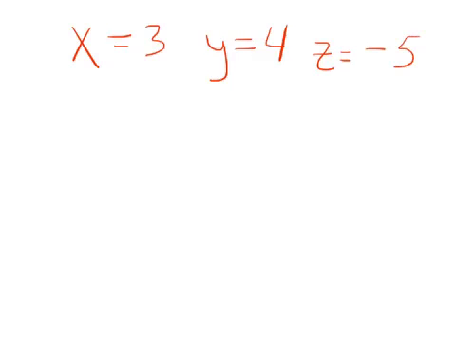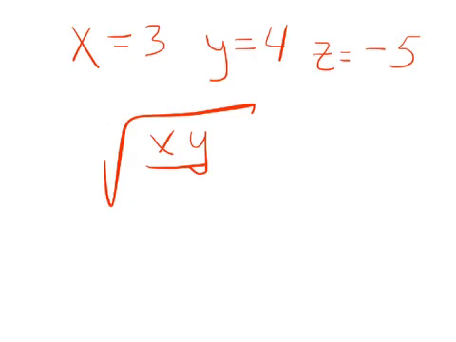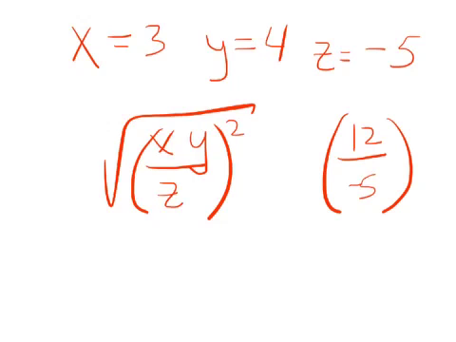Okay. What about this? Okay, and you have to figure out something like that. Okay? XY gives you 12. Z is negative 5. So it's negative 12 fifths. That's your answer, 12 over 5. So what's your 12 over 5? Why is it not 12 over negative 5 as your answer though?